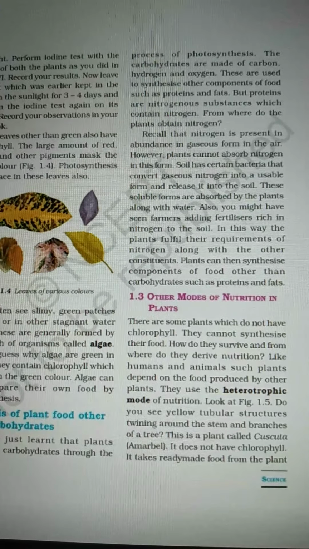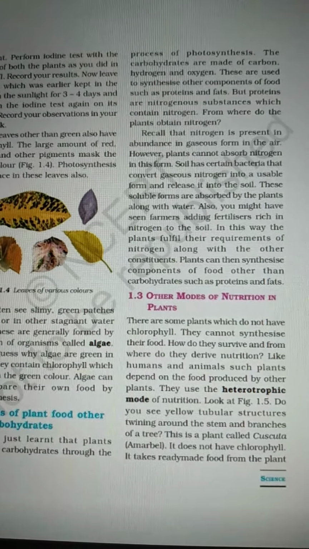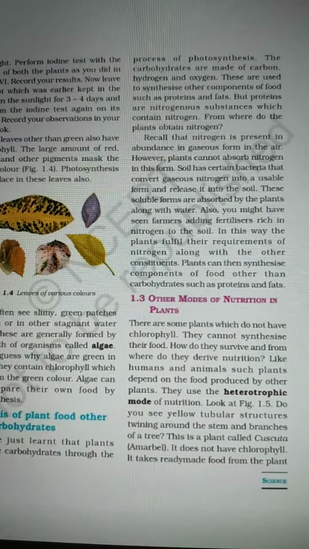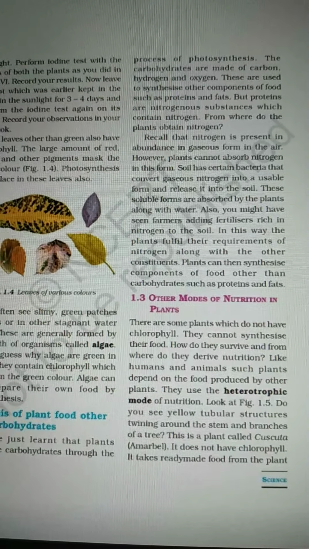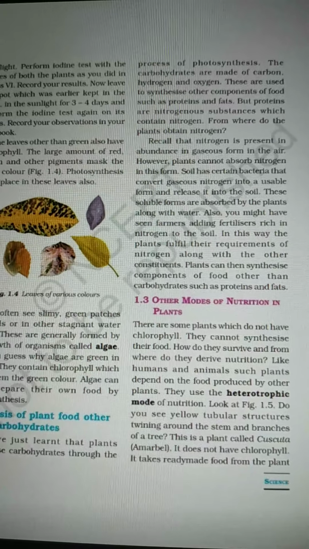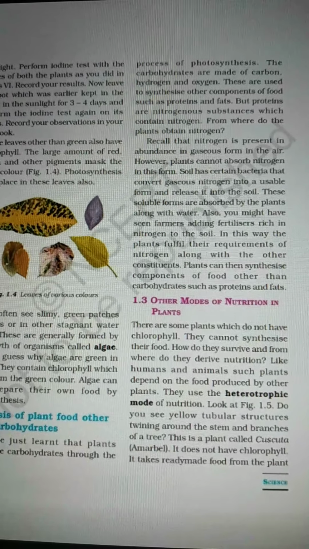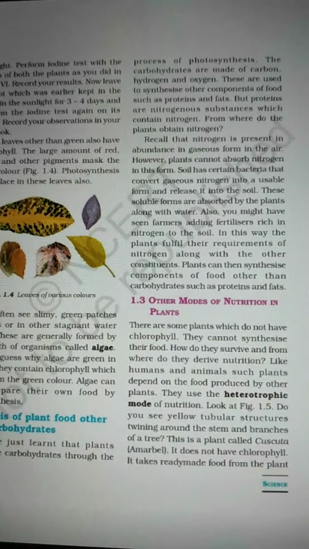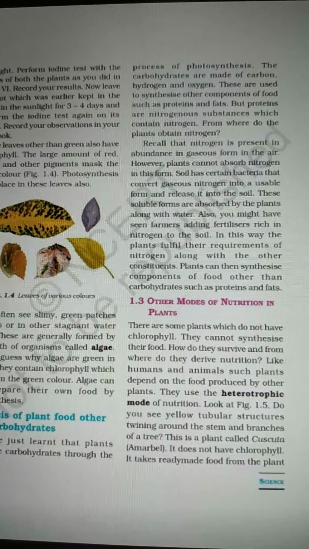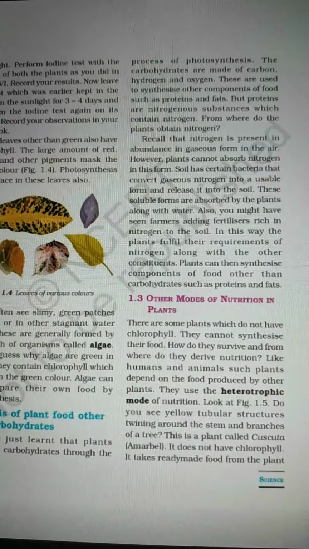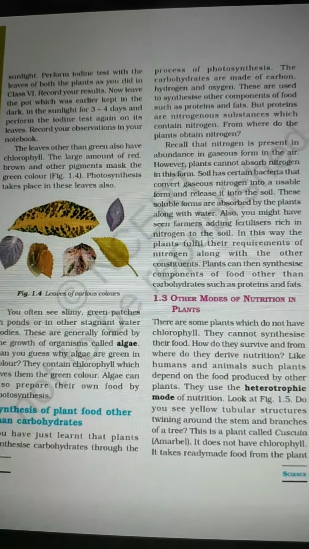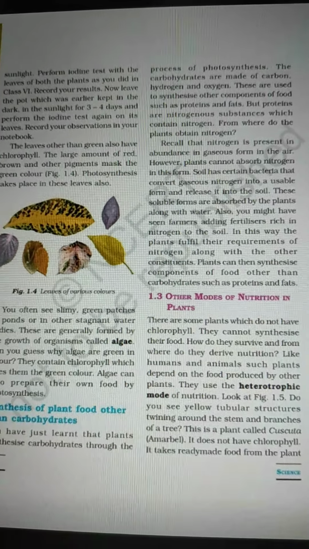The plants take up the nitrogen as much as is required, and with the help of this nitrogen, carbon, hydrogen and oxygen, plants make their food, which is full of carbohydrate, protein and fat also. Now next is about other modes of nutrition in plants. We have read the first mode of nutrition, that is autotroph and heterotroph. Autotroph is plant because they can prepare their own food, and now we will read about the heterotrophic mode.